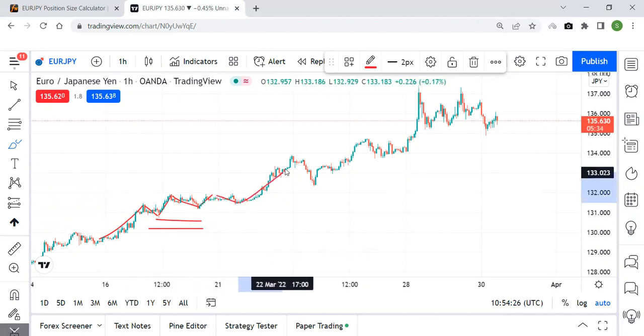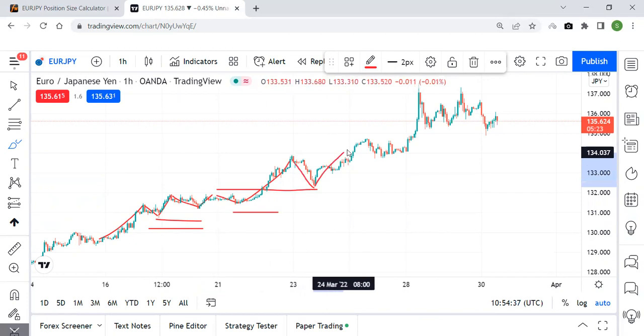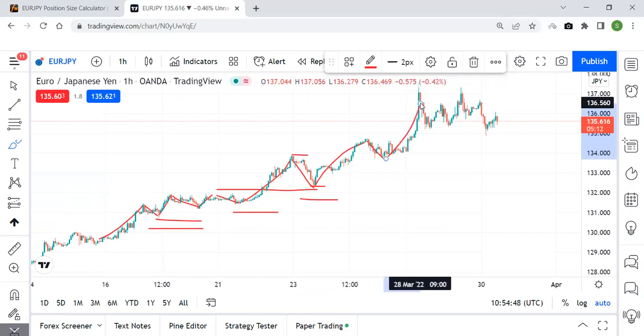Then we get another move to the upside. Here was our new resistance level, so our stop loss needs to come below here. Then we get our pullback, then our move to the upside. Our new support, our new resistance, so our stop loss needs to come below here. We got another pullback, another move to the upside. Our new support, our new resistance, so our stop loss needs to come below here.